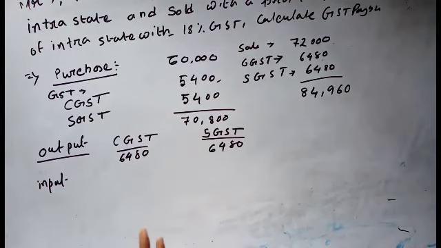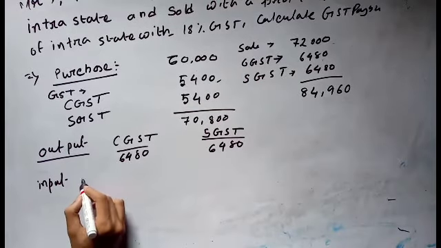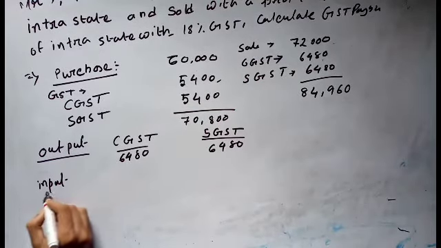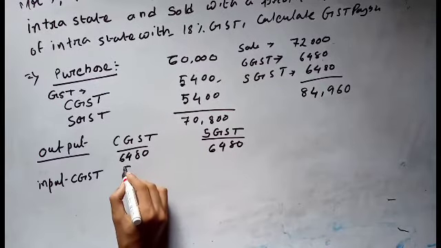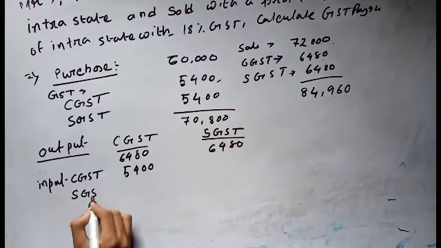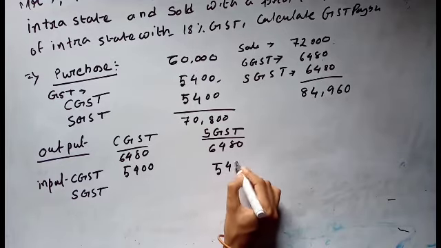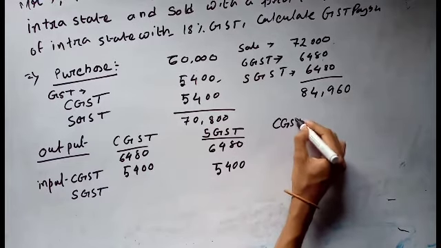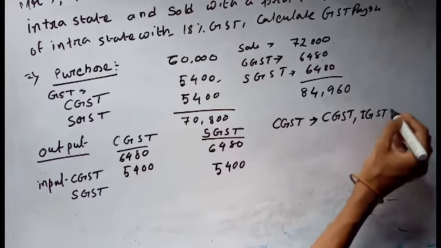We first need to pay this CGST amount from CGST, so the input CGST will be charged against the output CGST, and the input for SGST will first be charged against SGST. We know that CGST input will first be charged to CGST, then the remaining balance will be paid to IGST.